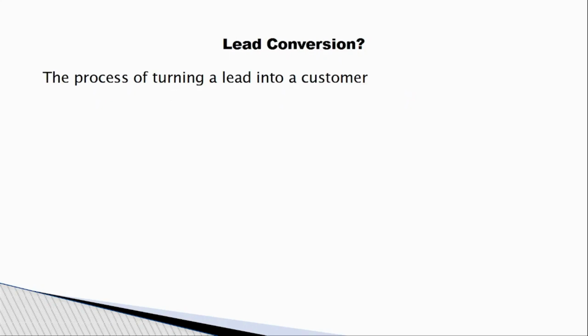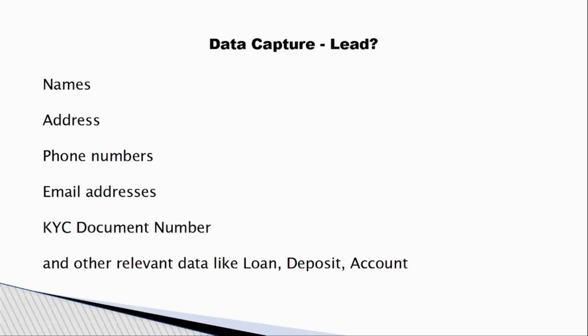Then lead conversion: from a lead, you give some service and make him a customer. This is the conversion. For the conversion rate, 100 leads with 20% conversion means that out of 100 leads, 20 have converted into customers. This is the conversion percentage. So what are the details captured during lead generation?